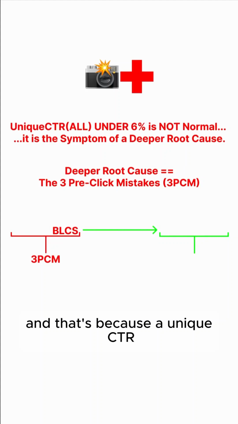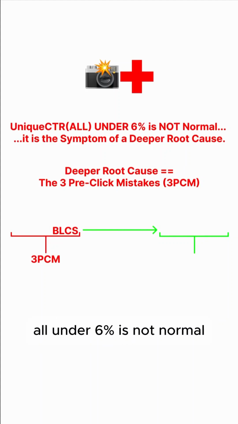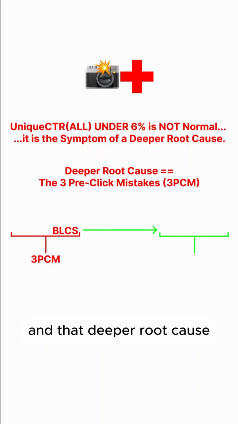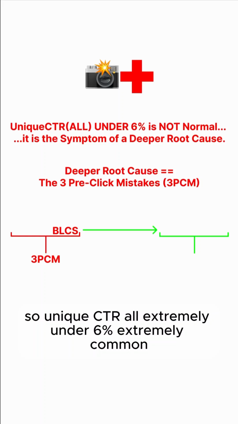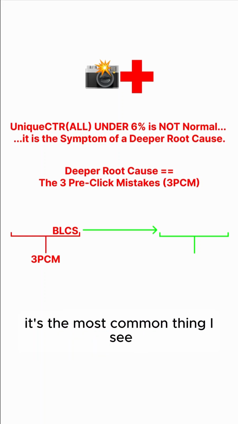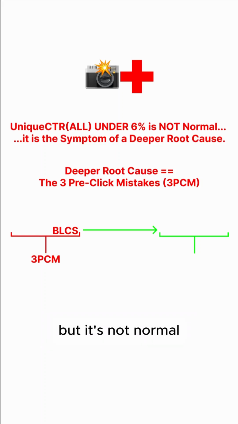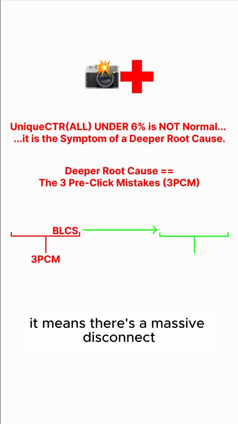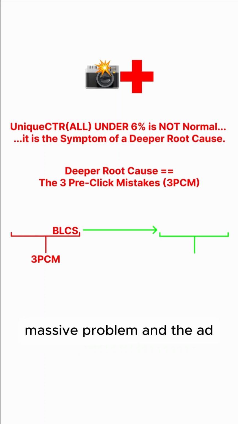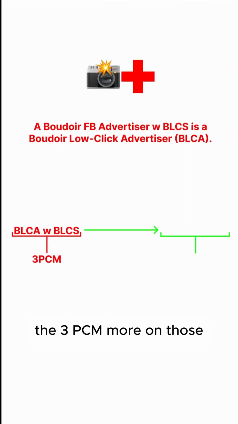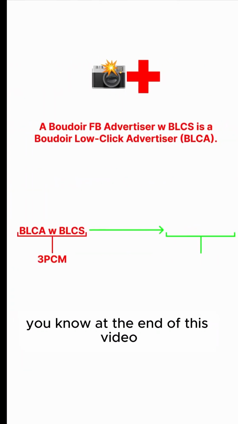And that's because a unique CTR all under 6% is not normal. It is a symptom of a deeper root cause, and that deeper root cause is the 3 pre-click mistakes. A unique CTR all extremely under 6% is extremely common. It's the most common thing I see with Boudoir Facebook advertisers. But it's not normal. It means there's a massive disconnect, a massive problem in the ad. And the deeper root cause is the 3 pre-click mistakes, the 3 PCM. More on those at the end of this video.